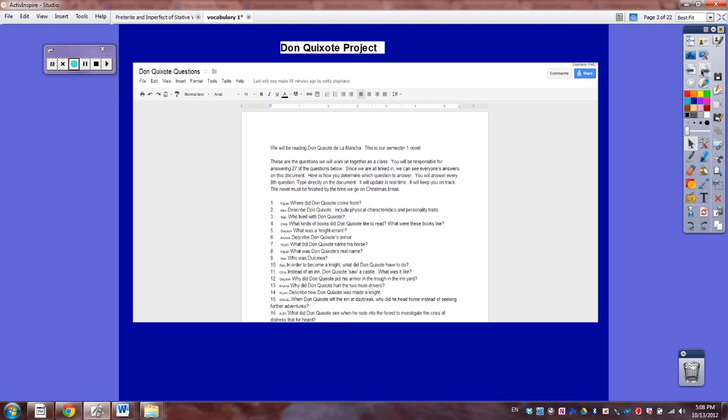First of all, let's talk about the Don Quixote project. It is a novel that is a dual language novel. So on one side of the page there's the Spanish, and on the other side of the page there's the English version. So it's half English, half Spanish, and so that should be easier for y'all to read. But this is our semester 1 novel. We will read a second novel second semester.